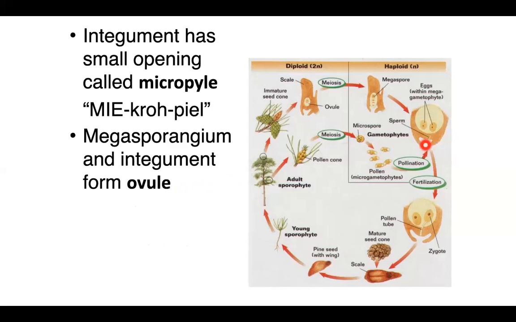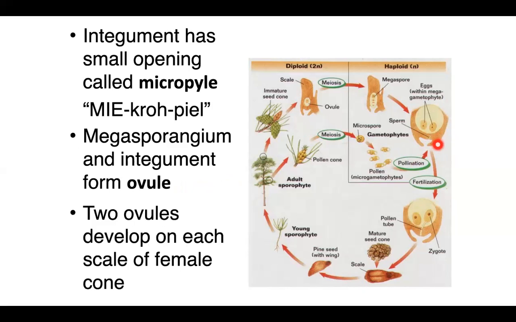You can see here there's a small opening called the micropyle. This is where the sperm can go through. So you can see there's a sperm right there. The megasporangium and the integument form the ovule, this whole thing. Now, on each side of a female cone, you can see there are 2 ovules on each scale, sorry. So 1, 2.